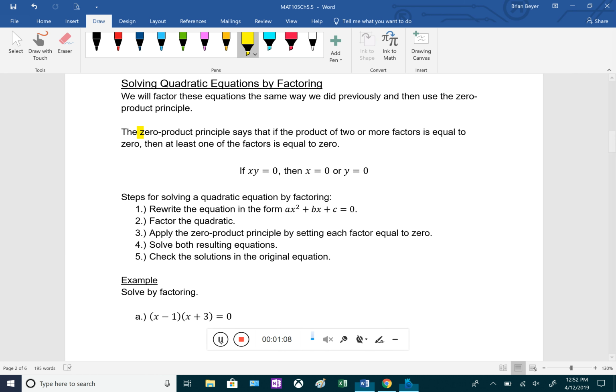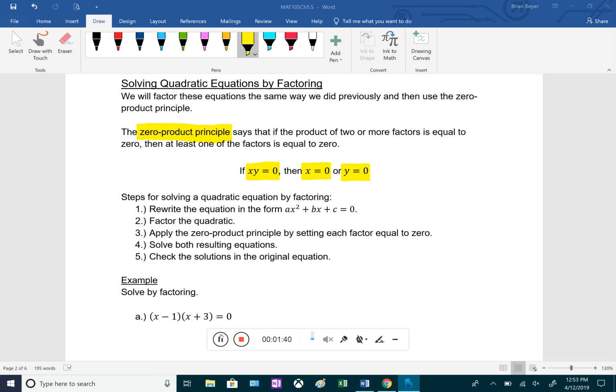So this zero product principle or zero product property essentially says that if two or more things are being multiplied together and they equal 0, that means one of those things has to equal 0. So that's what this says right here. If x times y equals 0, then either x equals 0 or y equals 0, which hopefully makes sense. The only way to multiply factors and have it equal 0 is if one of those things is 0.